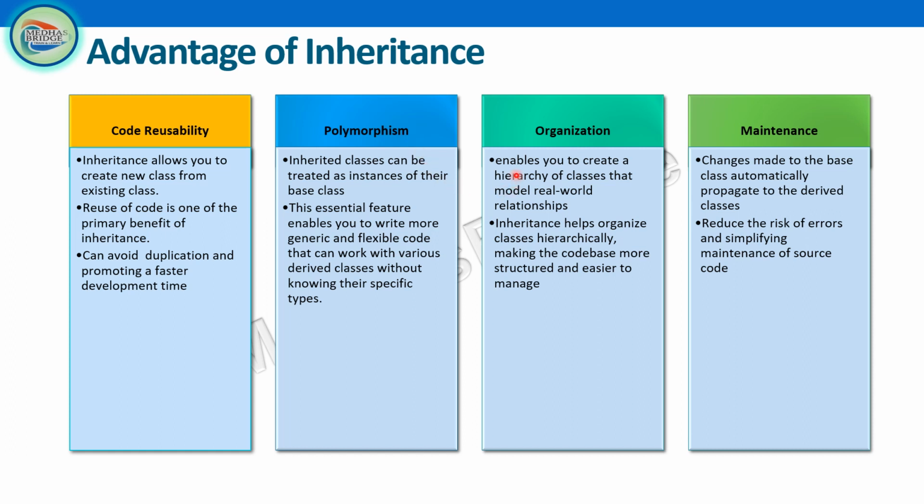It enables you to create hierarchical classes that model real-world relationships. Inheritance helps organize the classes hierarchically, making the code base more structured and easy to manage. Changes made to the base class are automatically propagated to the derived classes. It reduces the risk of errors and simplifies maintenance of source code.